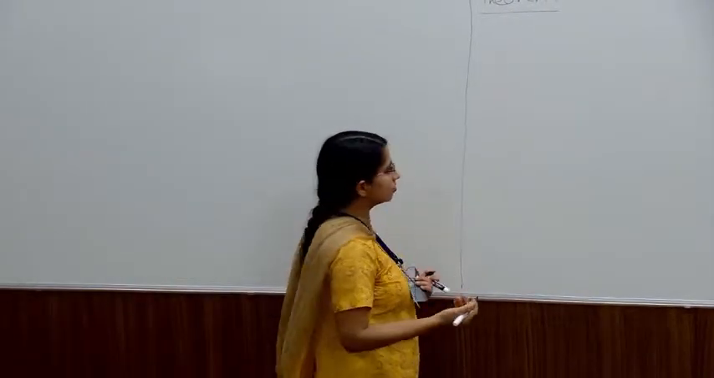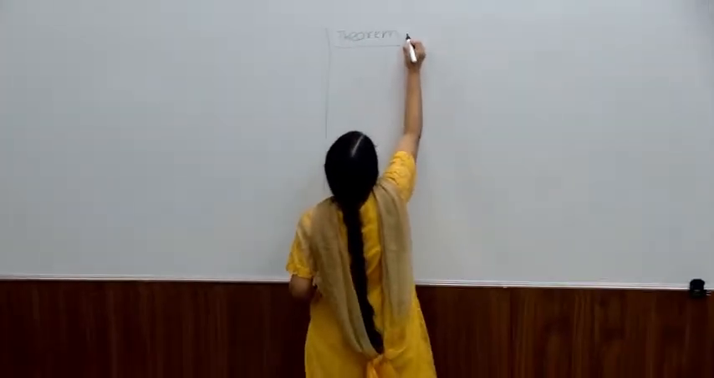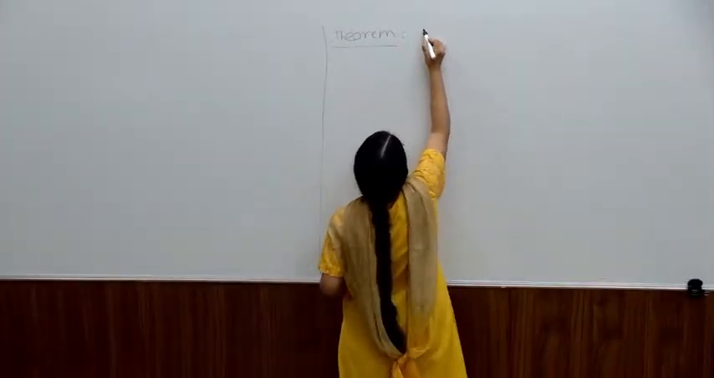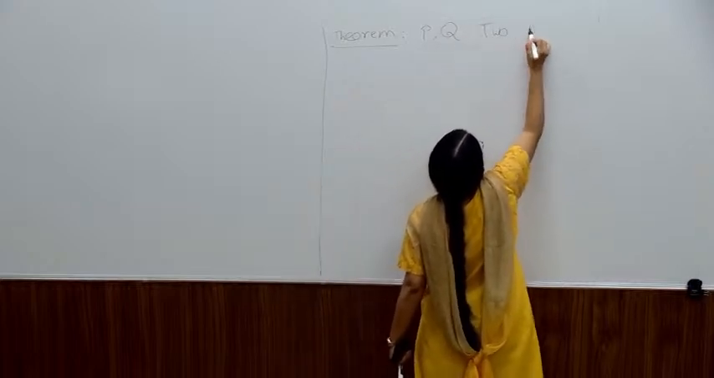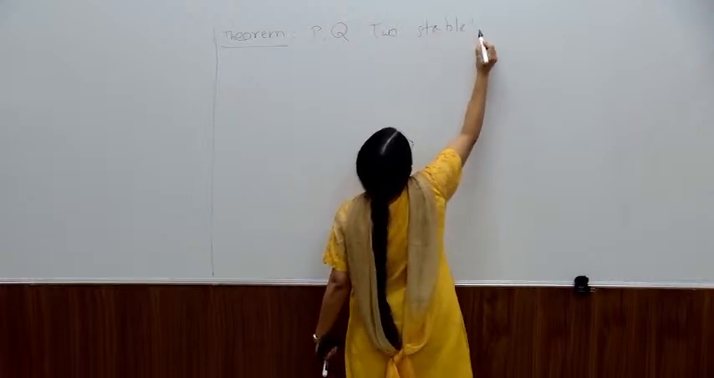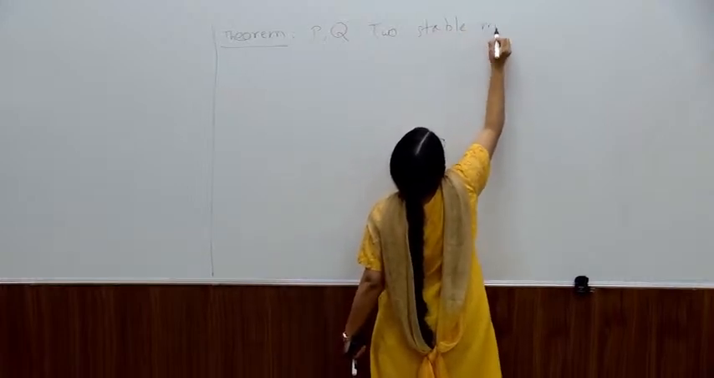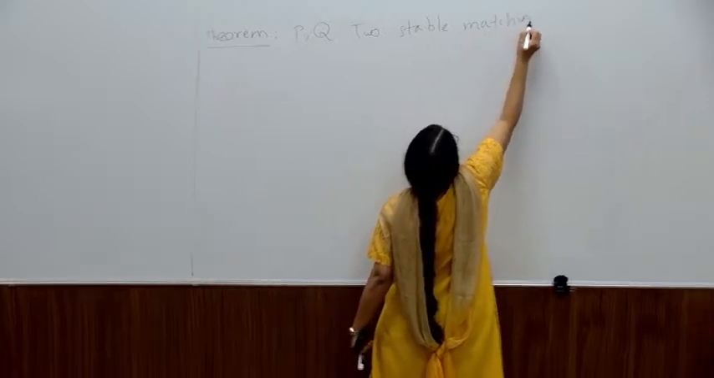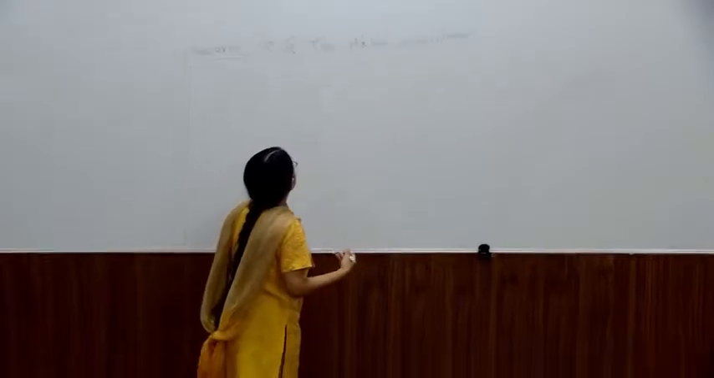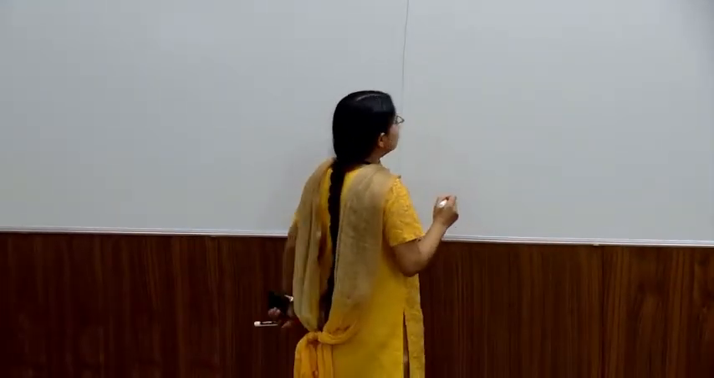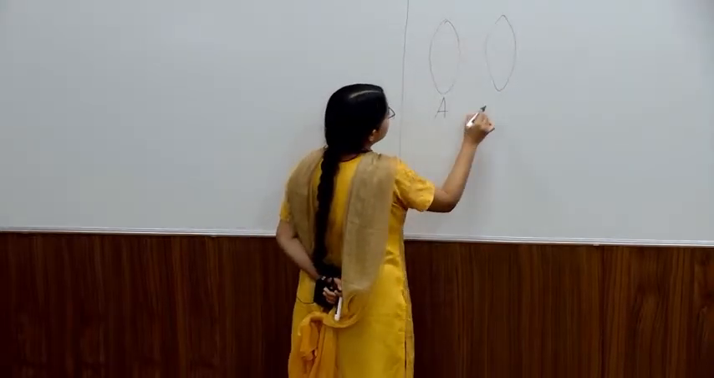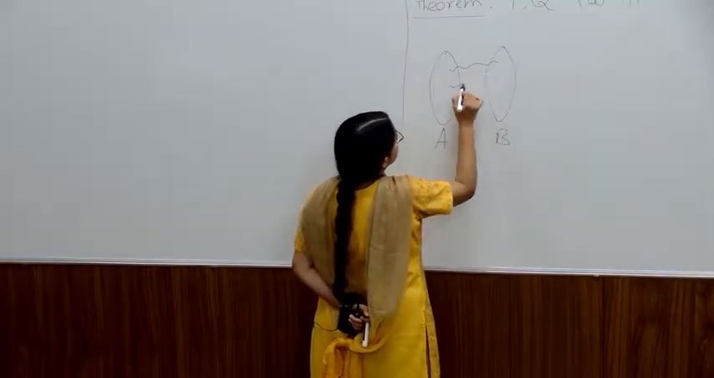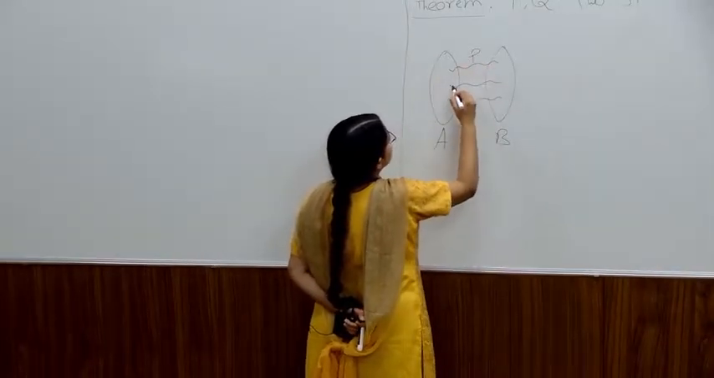I will call the matchings P and Q so that there is no confusion with M and N, which sound very similar. So let's say P and Q are two stable matchings, any two stable matchings, not necessarily obtained by our proposal algorithm or anything. We do the following exercise. There is the A set, there is the B set. There are some P edges, and there are some Q edges.